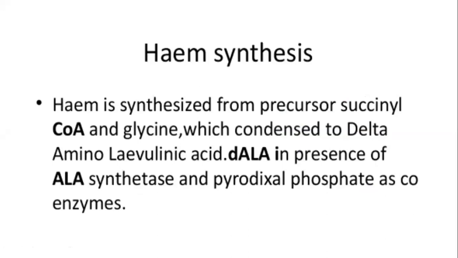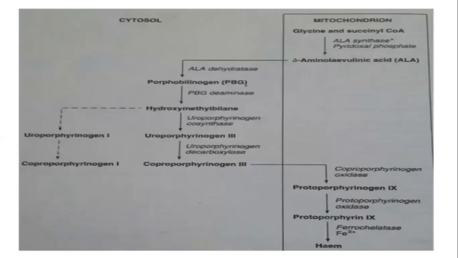Remember, we said heme is synthesized in the mitochondria. And this is actually formed from a precursor called succinyl-CoA and glycine. And this is condensed to delta-aminolevulinic acid, or DALA. And this DALA, through ALA synthetase and pyridoxal phosphate, is converted into the heme component. But remember, this will happen within the mitochondria through various oxidative processes.